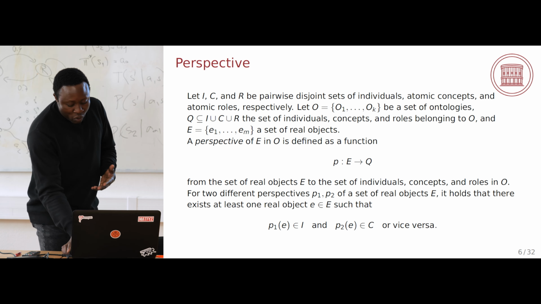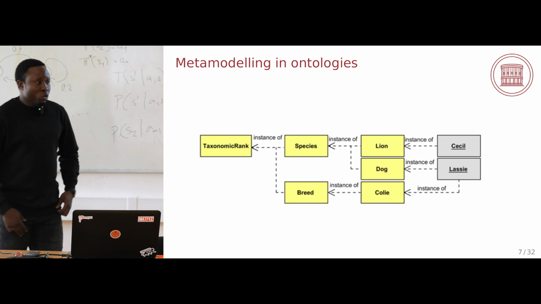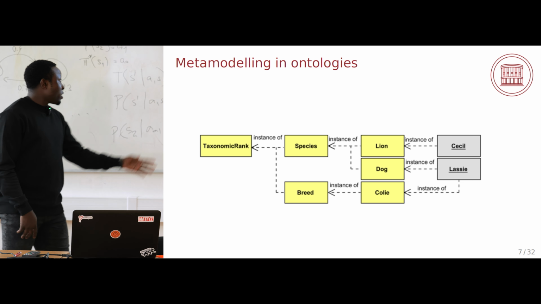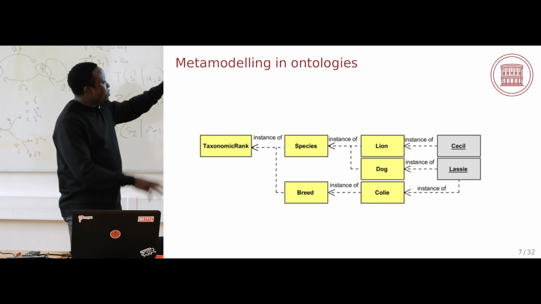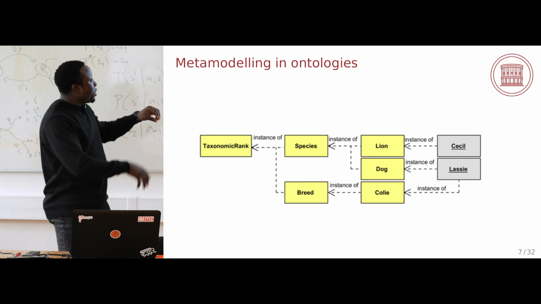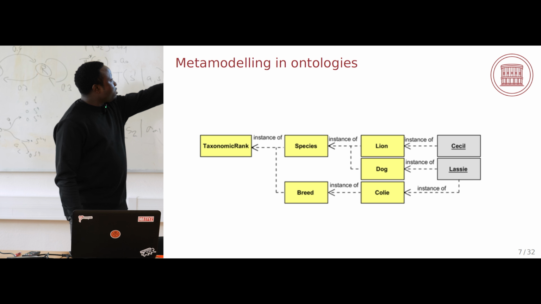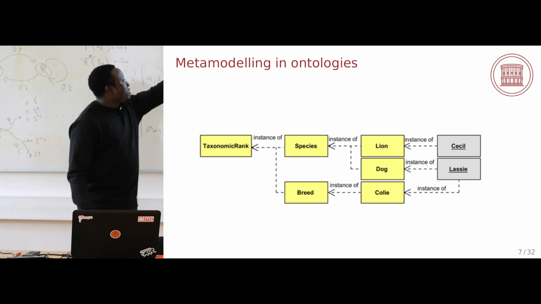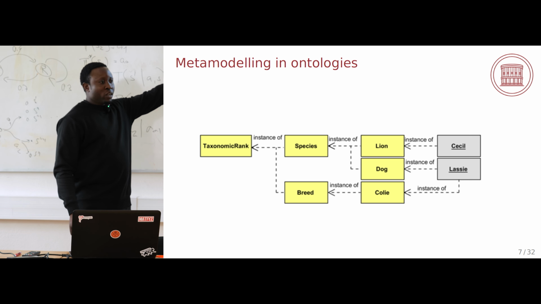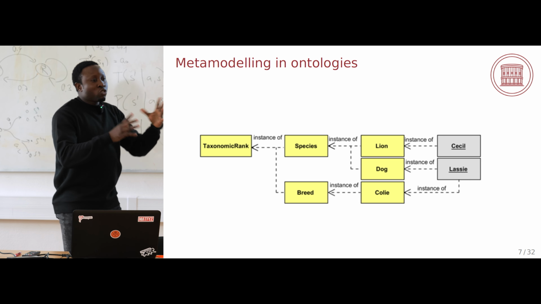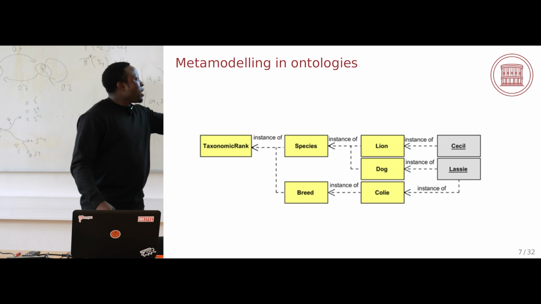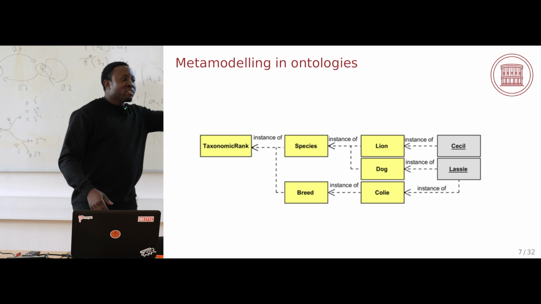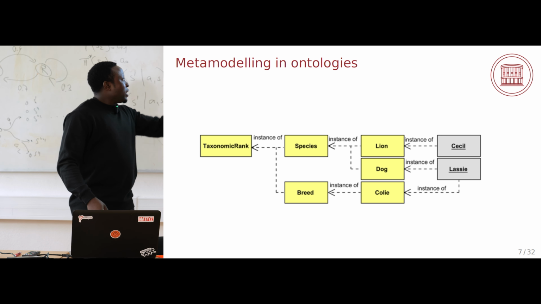That is where my work is more focused on, which is metamodelling in ontology. For example, you have this. This is a class for the biological taxonomy. You have the class species, which are instances of taxonomic rank. So usually in ontologies, individuals are instances of classes. But now you have a case where classes are now instances of other classes. Lion is an instance of the class species.